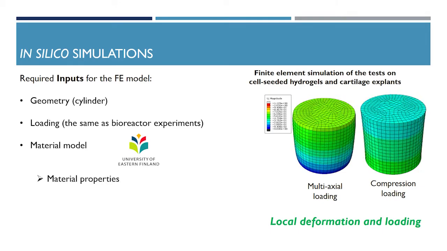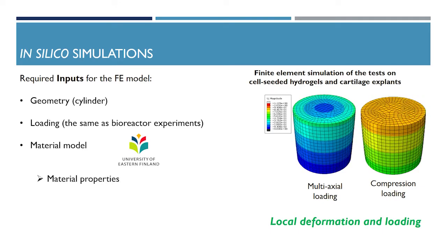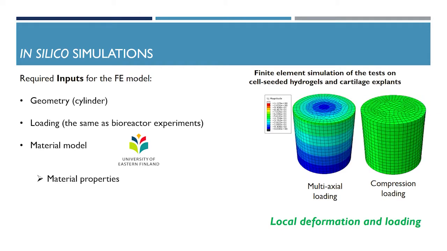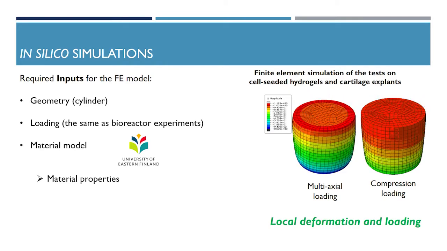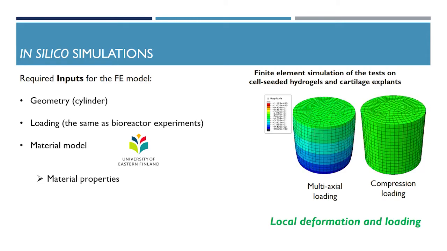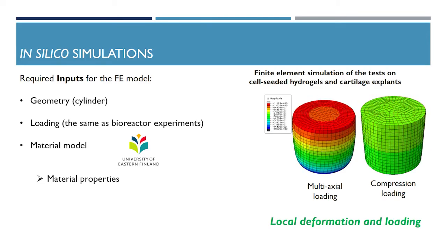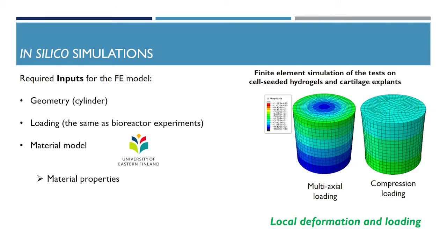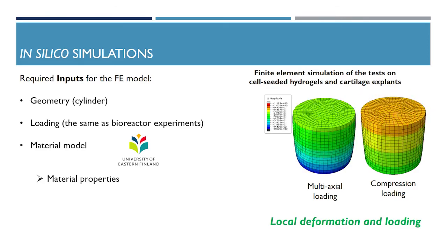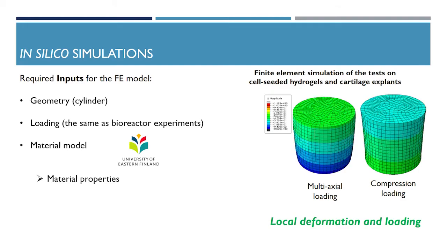The material model requires accurate experimental measures of material properties. We used dedicated modeling techniques combined with a sensitivity analysis to determine the optimal experimental testing protocol for the mechanical characterization of cartilage and hydrogel constructs.